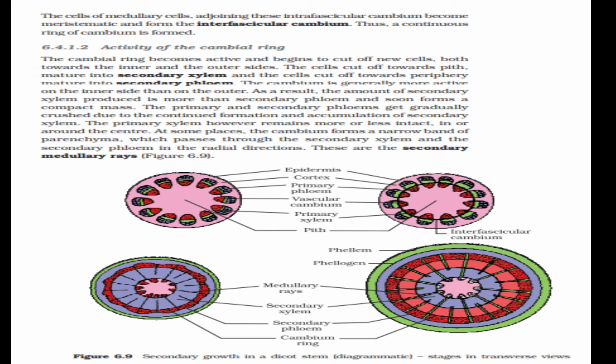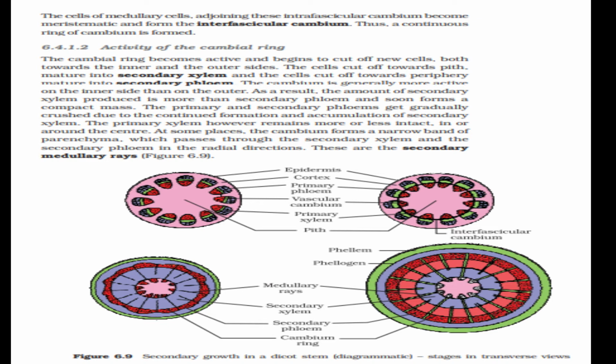6.4.1.2. Activity of the cambial ring. The cambial ring becomes active and begins to cut off new cells, both towards the inner and the outer sides. The cells cut off towards pith mature into secondary xylem, and the cells cut off towards periphery mature into secondary phloem. The cambium is generally more active on the inner side than on the outer. As a result, the amount of secondary xylem produced is more than secondary phloem, and soon forms a compact mass. The primary and secondary phloems get gradually crushed due to the continued formation and accumulation of secondary xylem. The primary xylem, however, remains more or less intact, in or around the center.